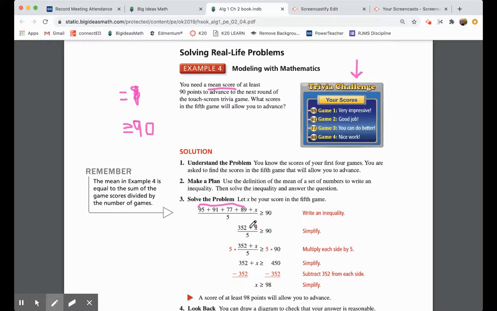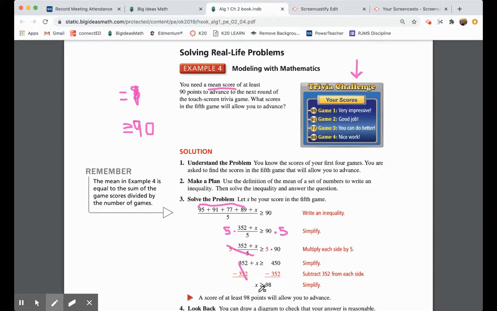Now, since all of this on top is being divided by 5, we can get rid of that 5 by multiplying on both sides. When we do that, it cancels, and I'm left with 352 plus X is greater than or equal to 450. Now to solve for X, I just have to get rid of this number that's by itself, so we subtract 352 from both sides. The reason we had to subtract after multiplying is because it was everything on top being divided by that, and we couldn't subtract until we got rid of that 5.